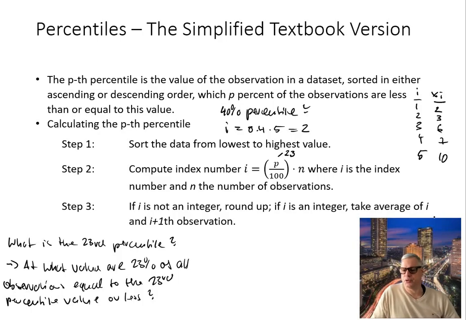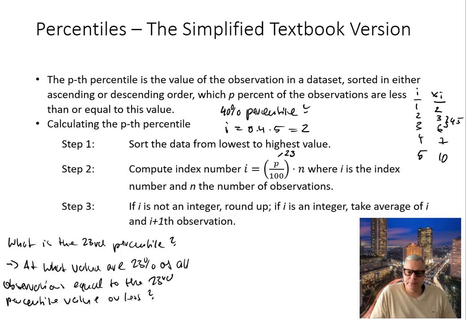Well, 2 is now an integer, so that means we have to take the average of the second and the next one. So in this case, we will take the midpoint between the second and the third. So that would be a value of 4.5. So it makes a difference whether the number of observations is odd or even.